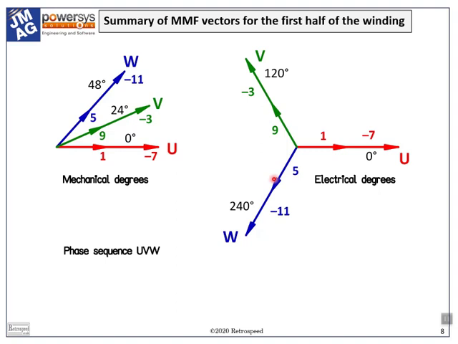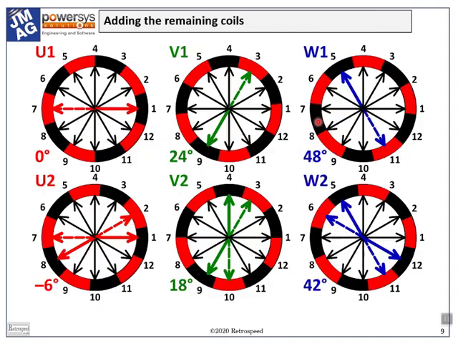Under ideal conditions with sinusoidally distributed windings and pure sine wave currents, there is a resultant MMF representing the combined effect of all three phases, and that does rotate smoothly at synchronous speed. That is, in fact, the space vector of MMF, which is familiar in AC machine control theory. But we're getting ahead of ourselves. Let's go back to finish the construction of the winding.